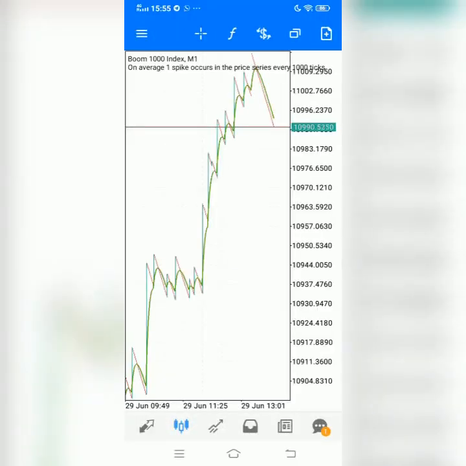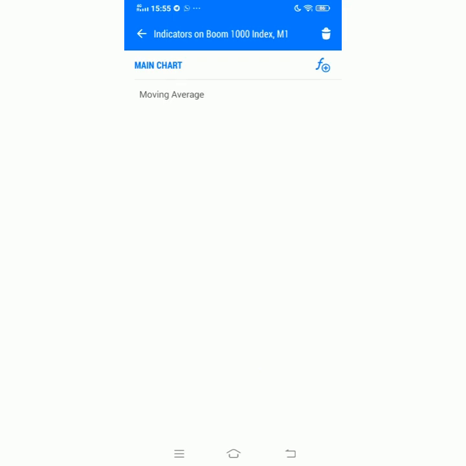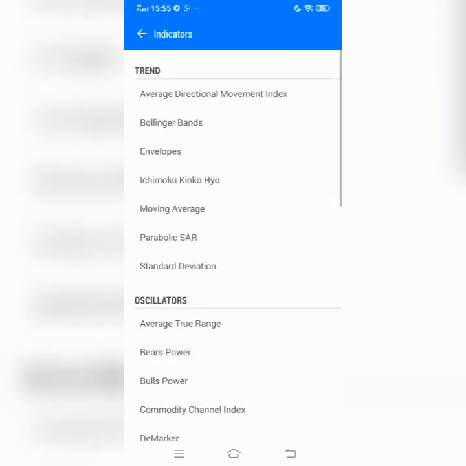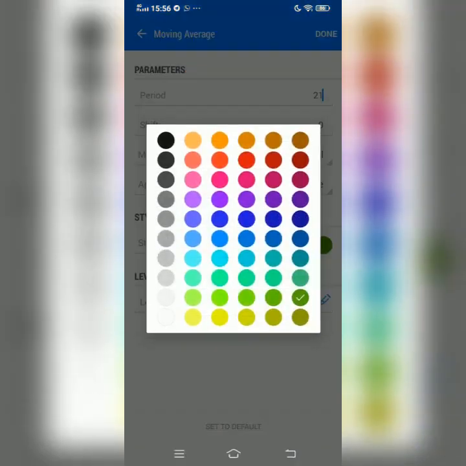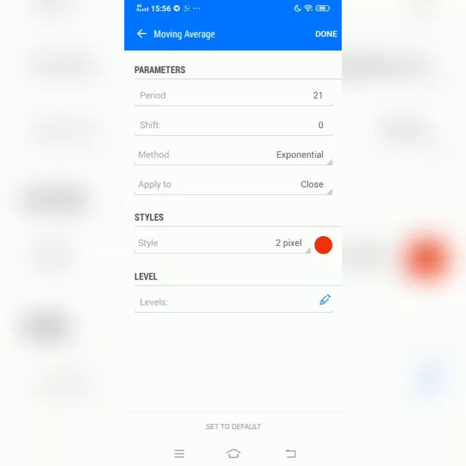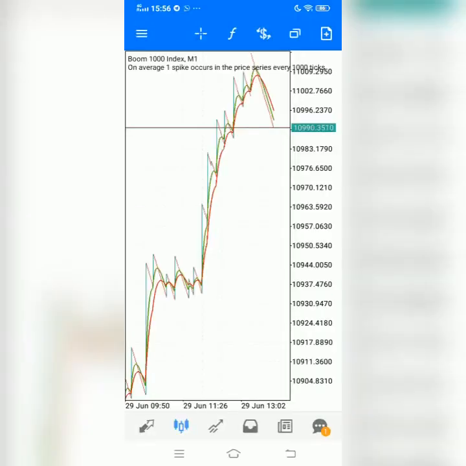Okay, then we're going to add another moving average, and this moving average will be period 21. Everything stays the same, you just change the color, so I'll make mine red, and done.